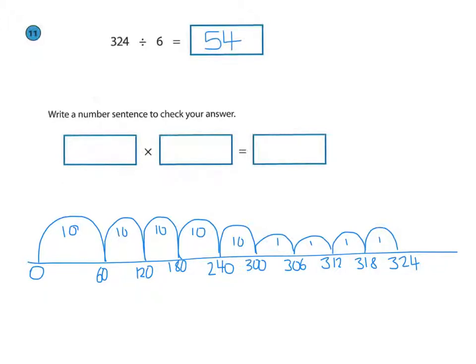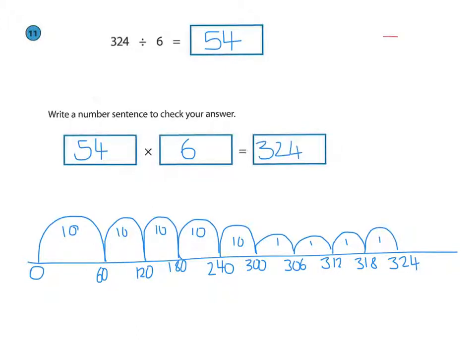324 divided by 6 equals 54. Write a number sentence to check your answer. The inverse of division is multiplication. So if I take the 54 and the 6 and multiply those together, 54 times 6, then the answer should be 324.